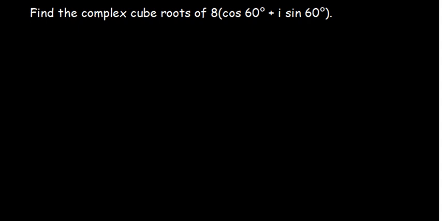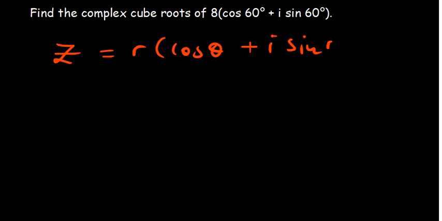So the way we're going to approach our question is in this case. If you have your complex number z equal to r(cos theta + i sin theta), that is in polar form. Let's say you want to find the third root. Your r is going to be raised to 1/3, and everything else on this side is going to be raised to 1/3.